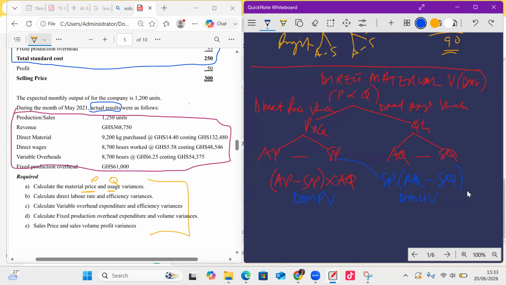So if I want to find the direct material variance, that is the totality, I'll say equals direct material price variance plus direct material usage variance. Are you good? Yeah. Yes, sir.